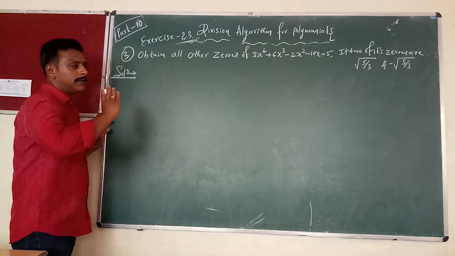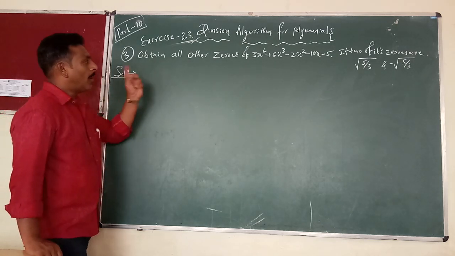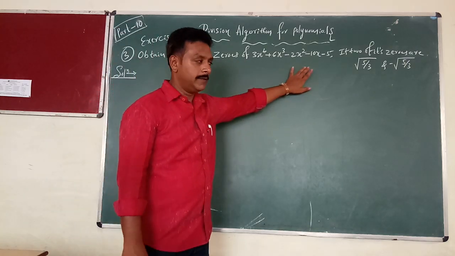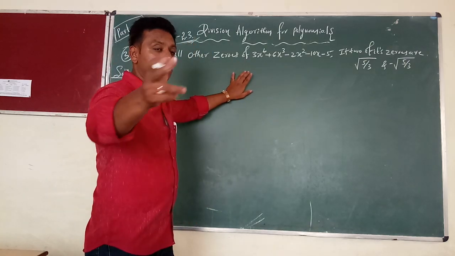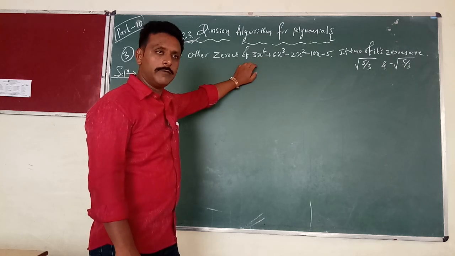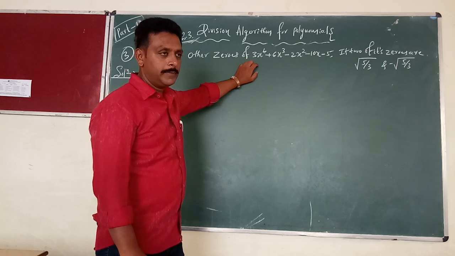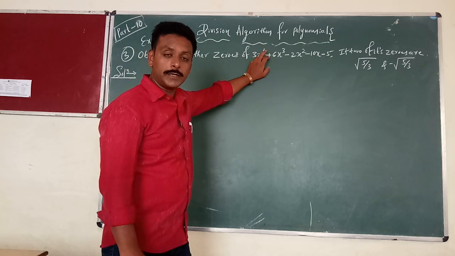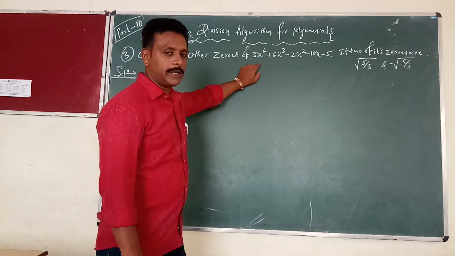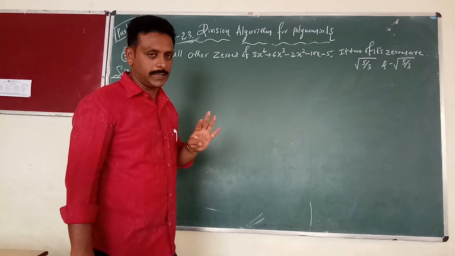So try to understand what is the question. They are asking you to obtain all other zeros of this polynomial. This is a given polynomial, so you can take this one as p of x. Please observe the degree of this polynomial. Degree is 4. Means what type of polynomial it is? Biquadratic. So if it is biquadratic, can you tell me how many zeros we can get from this? 4 zeros we will get.